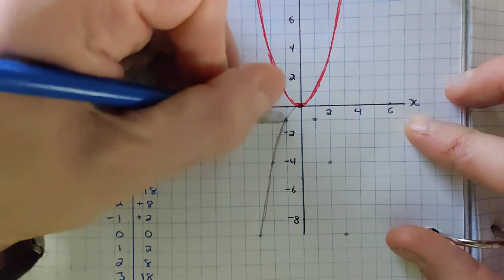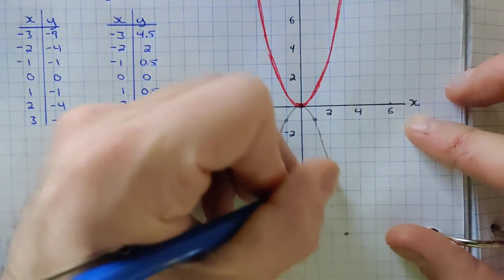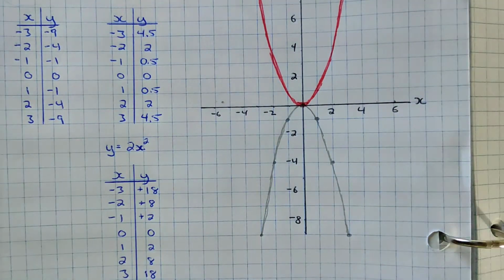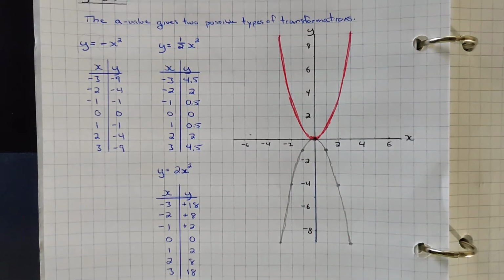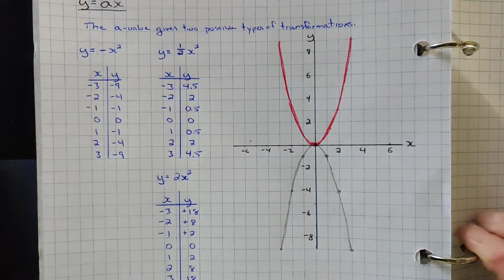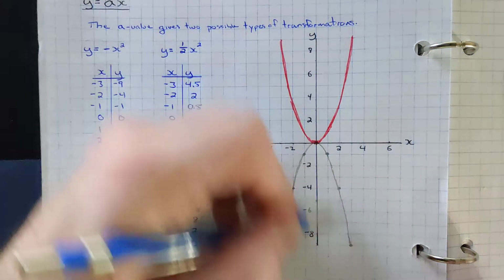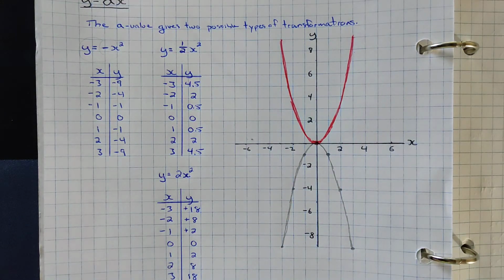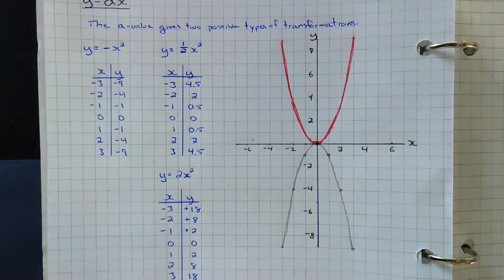So here is the negative value of a. If there's a negative sign on a, you see you get the same graph. Zoom out a little bit here. You get the same graph as y equals x squared, except it's flipped upside down. This one's opening up. This one's opening down.